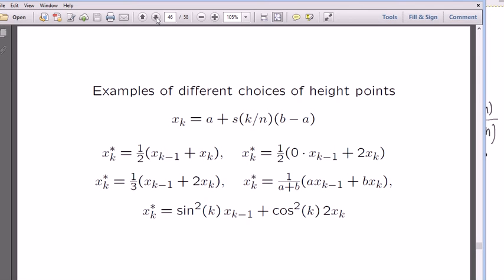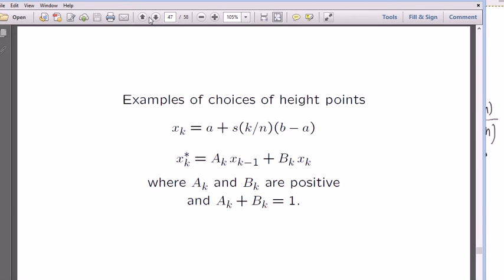So let me show you the next slide. So the idea is this: you can throw in any increasing function, any coefficient, even varying with k, such that they add up to 1, and they all contribute to very different methods of partition and different ways of choosing height points.